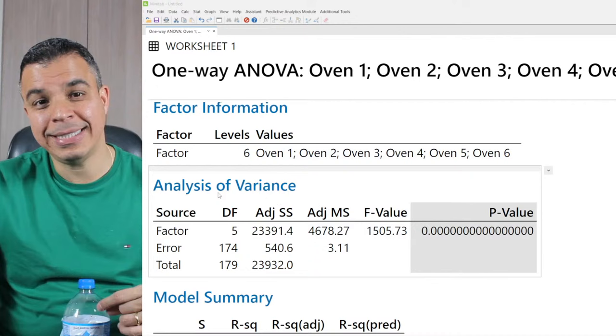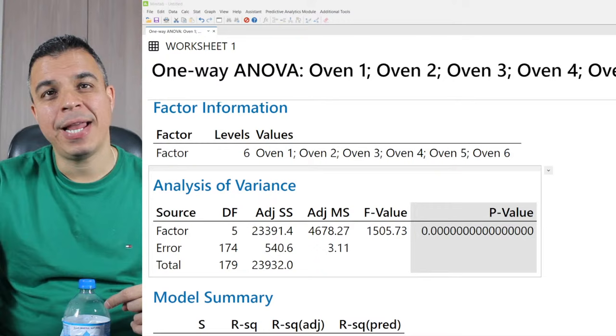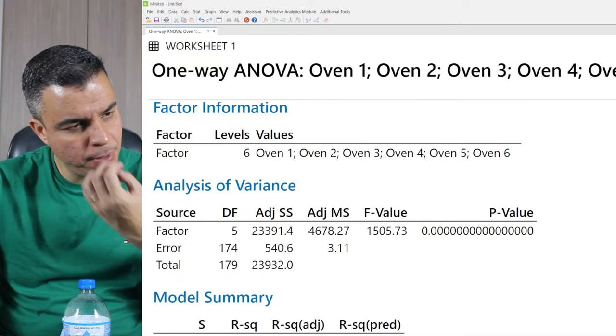Because at this point, I can just say that one oven is different from another. What's the natural next question? The obvious next question is, which oven? Am I talking about oven number one, oven number two, oven number three? Which oven? And that's when Tukey's multiple comparison plays a very important role.